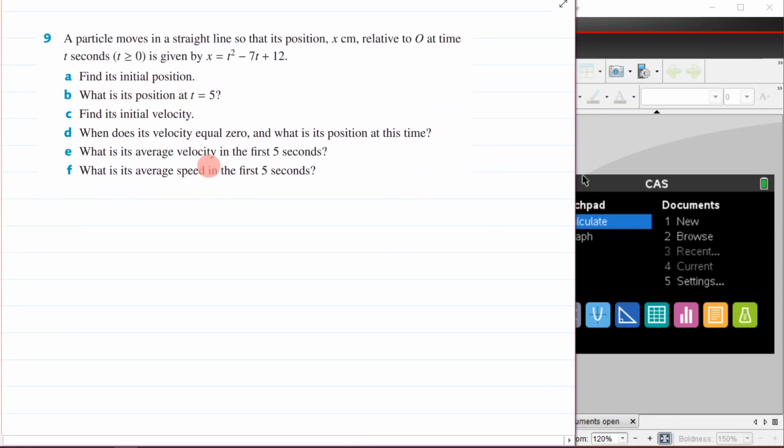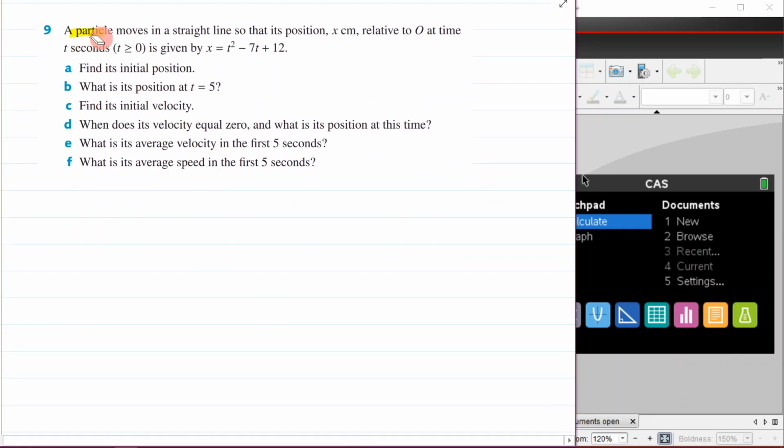It says, a particle moves in a straight line, so its position x centimeters relative to the origin at time t seconds, where t is greater than or equal to 0, is given by this right here. First things first, find its initial position. So we're doing A here. We're trying to find the initial position.